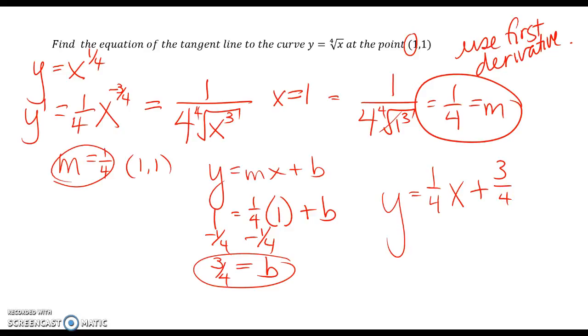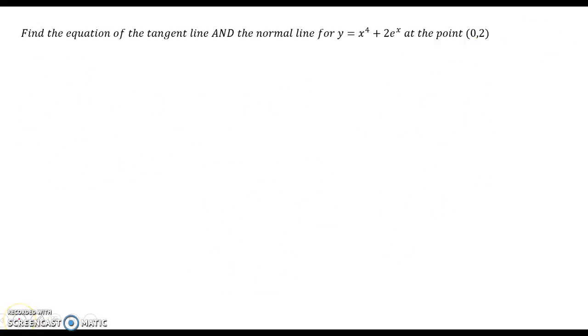All right? See, we're doing the same thing over and over. We're finding the derivative, and we're finding the slope at that x using the derivative, and then we're using the point and the slope to find the equation of the line. Okay, here's the next one. Here we will find the equation of the tangent line and the normal line. So I need the slope for the tangent, and then we will figure out the slope that's perpendicular to that.